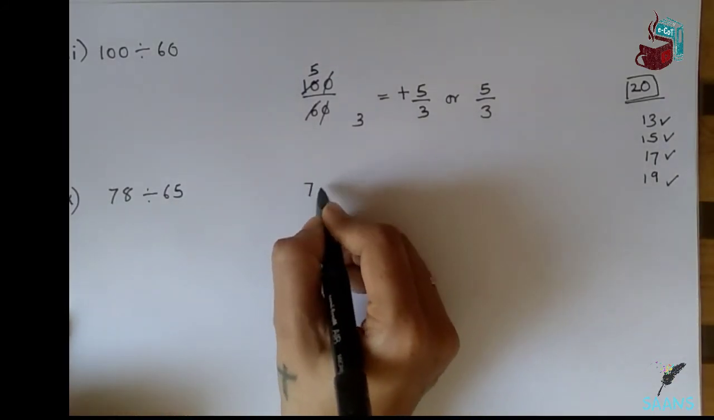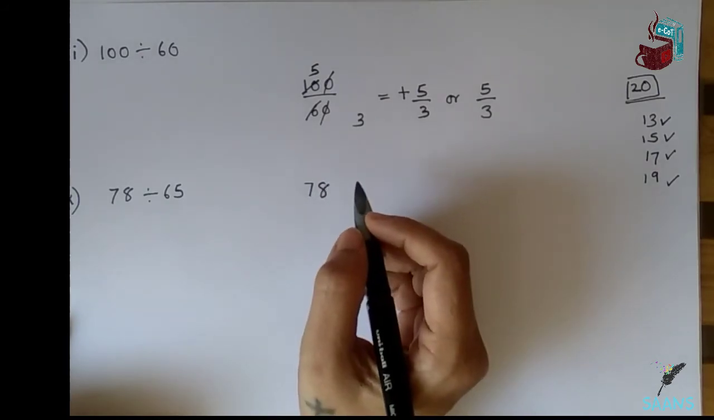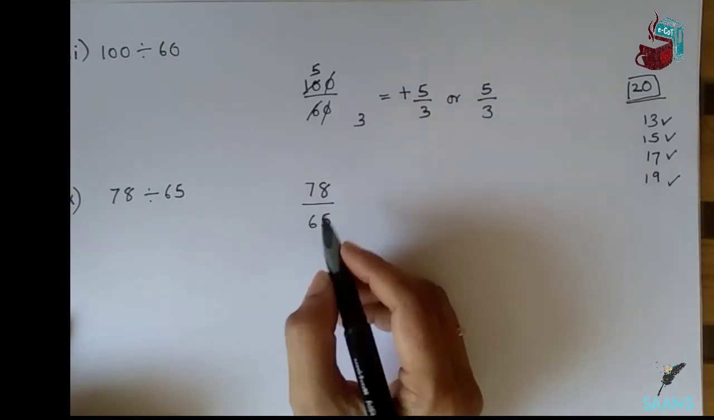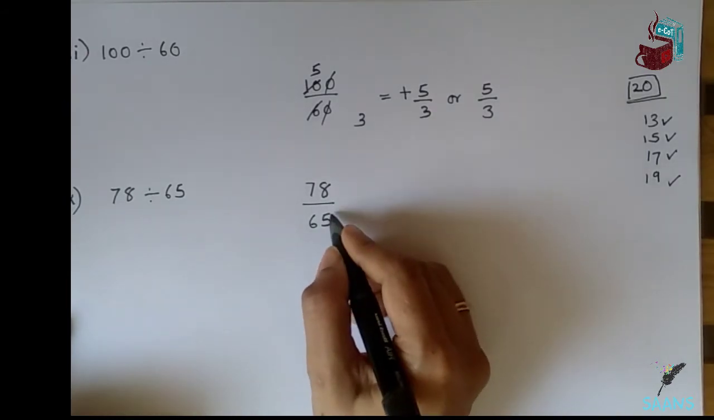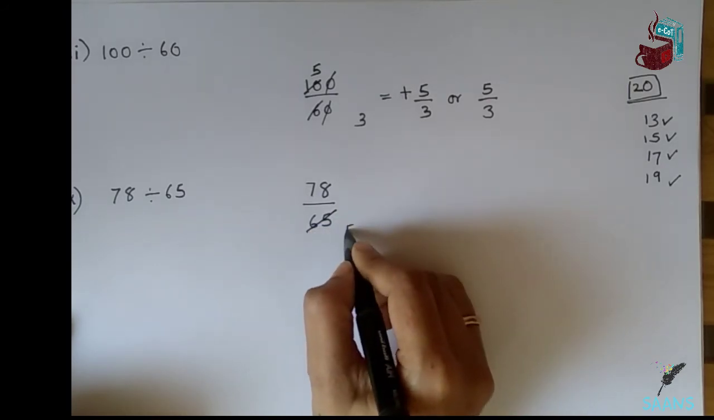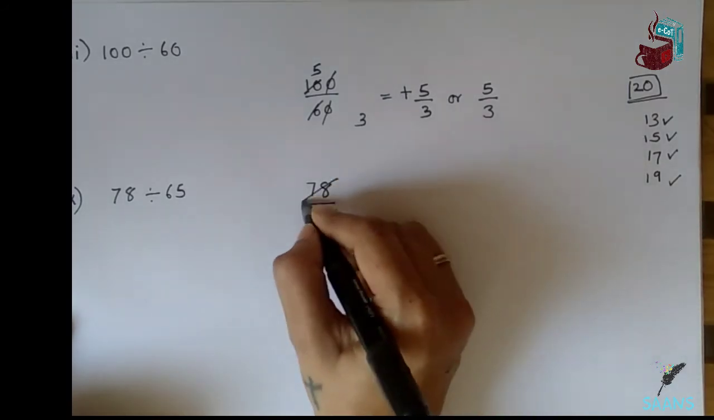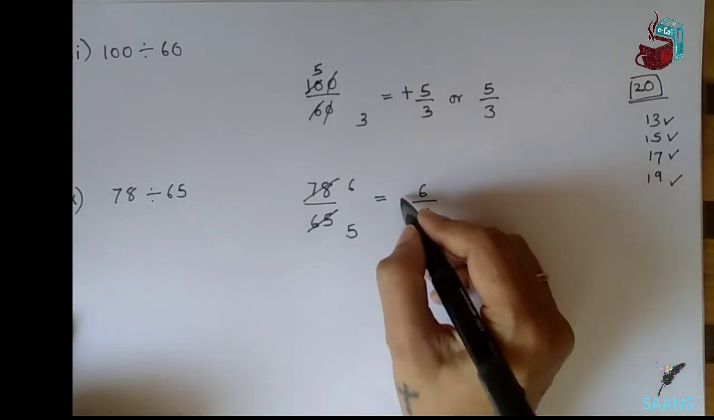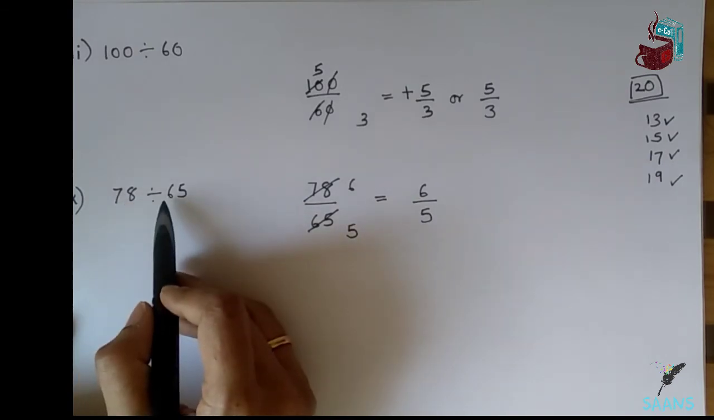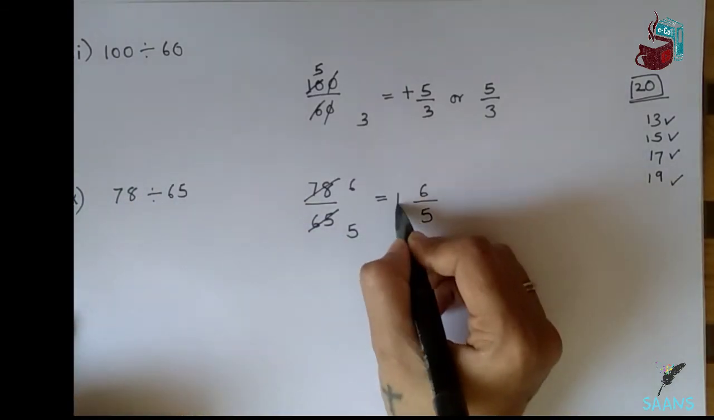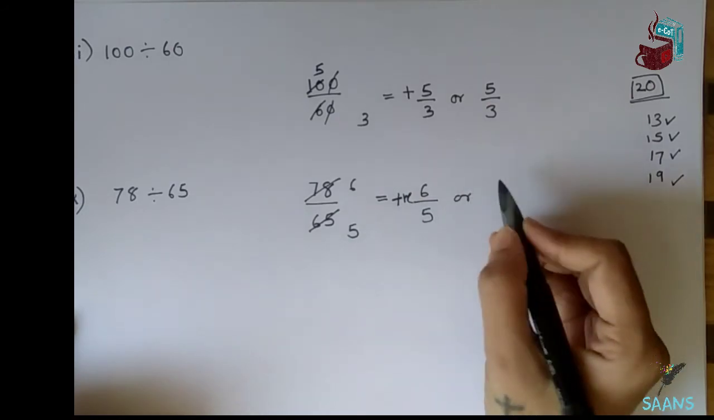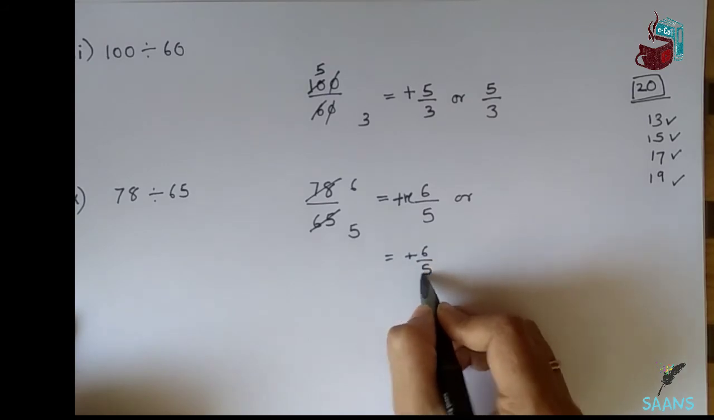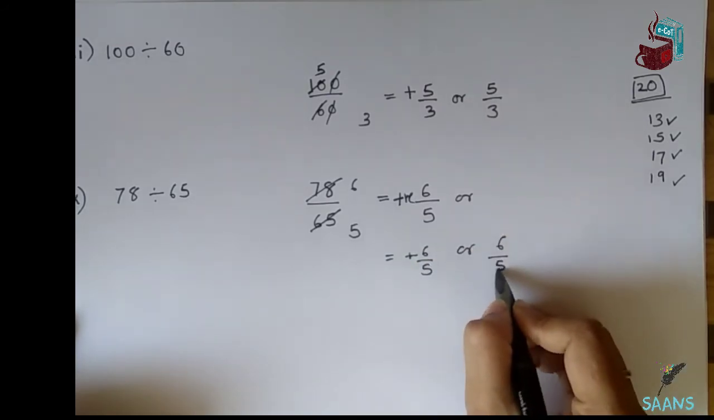So 78 divided by 65. So we know 15 5s are and 15 6s are. So your answer is 6 upon 5. Positive integer divided by positive integer, your answer is positive. You don't need to write positive, sorry, and write plus 6 upon 5, or you can write it simply as 6 upon 5.